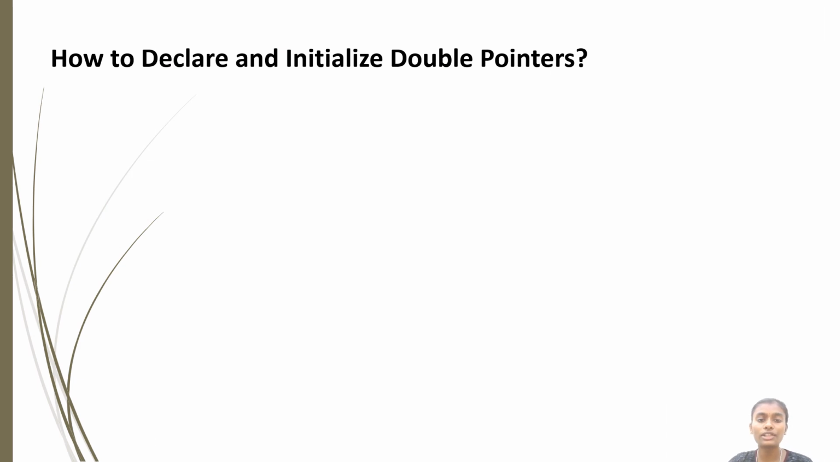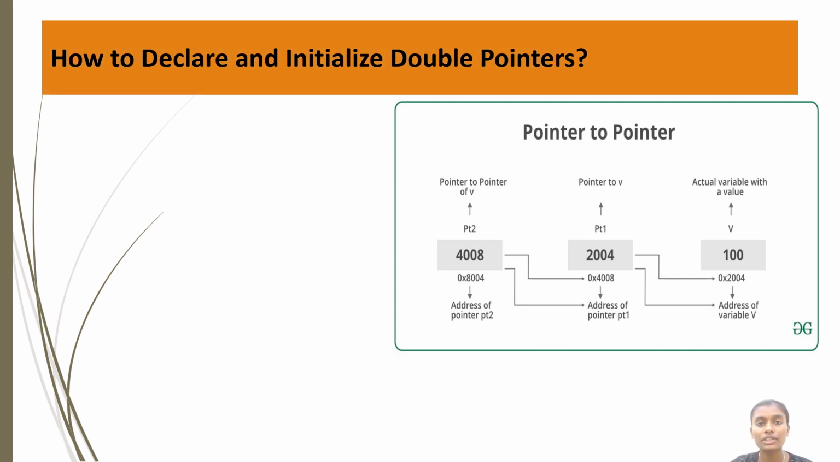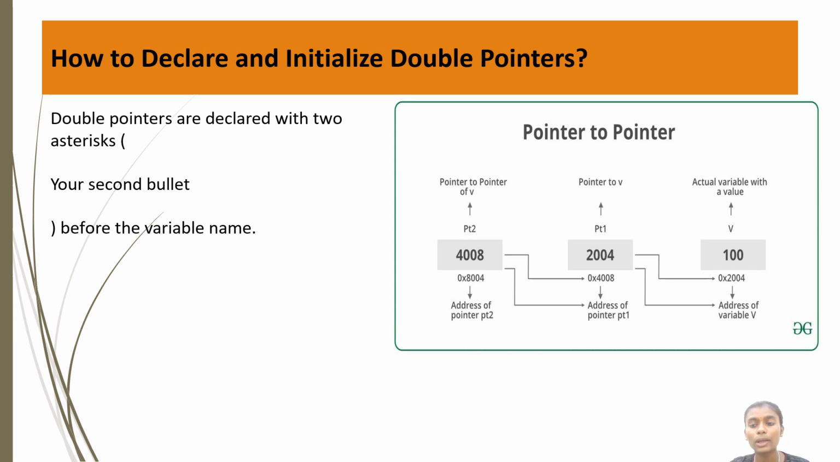How to declare and initialize double pointers? Double pointers are declared with two asterisks. The first way is to initialize with the declaration: data type, double pointer name equals pointer name. The second way is to initialize after the declaration: data type, double pointer name, then assign equals pointer name.